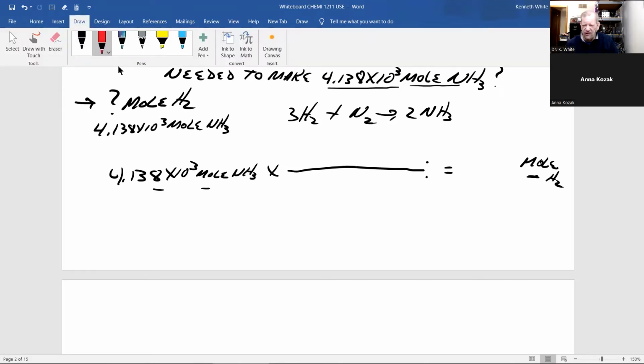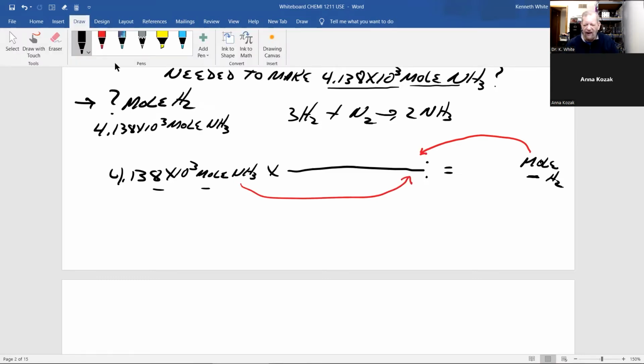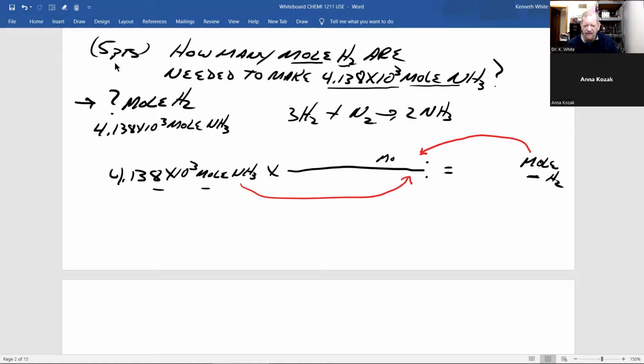All right, using unit analysis, whatever we're trying to get to goes on top of that ratio. Whatever units we don't want in our answer goes underneath. I'll write those.